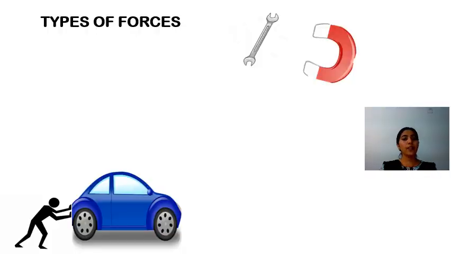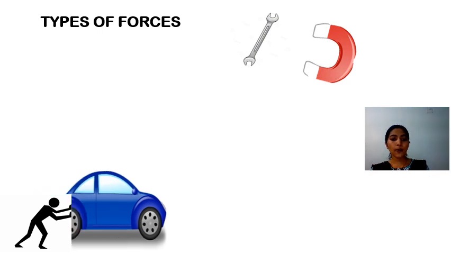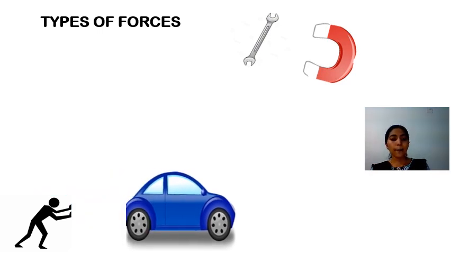Types of forces. Look here, one person wants to make this car move. We know that to make an object move, a force has to be applied. For applying force, there should be interaction between two objects. Here one object is the person and the other is the car. He is interacting with the car, that is, he is pushing it. Now look, after applying force, the car is moving. We know that a push or pull is known as force.